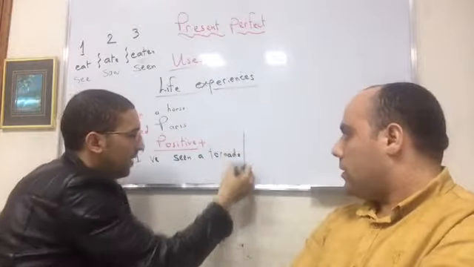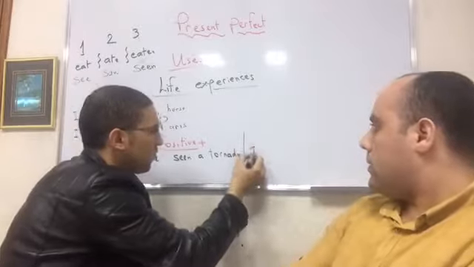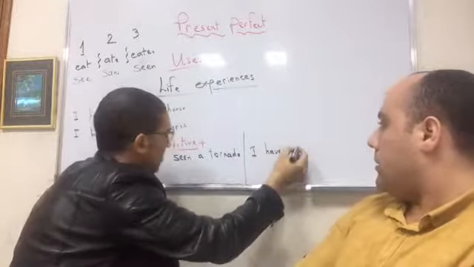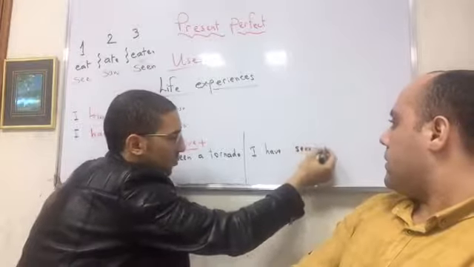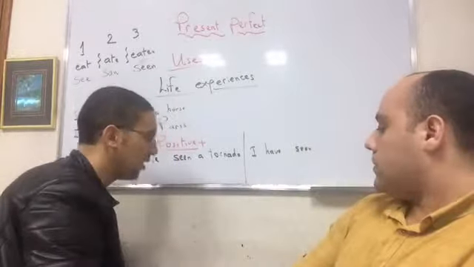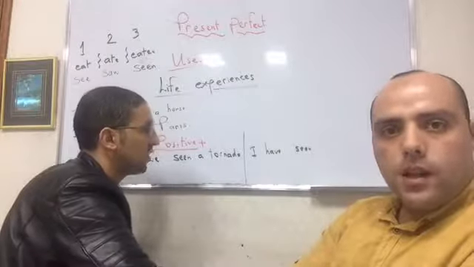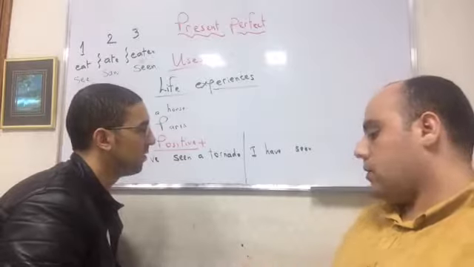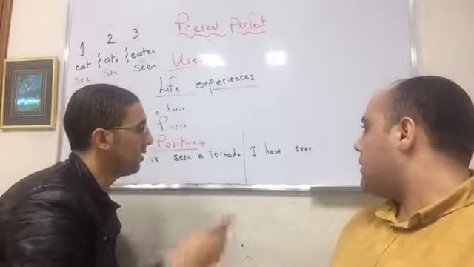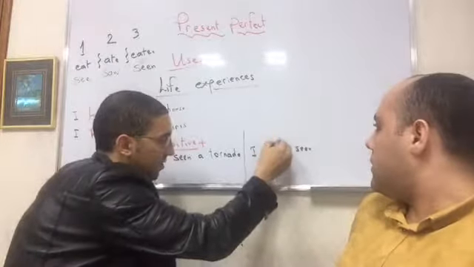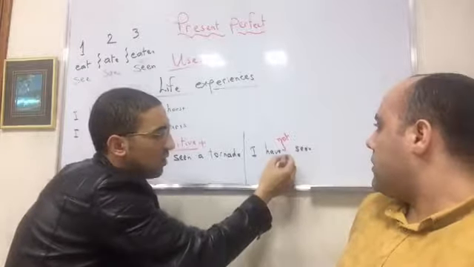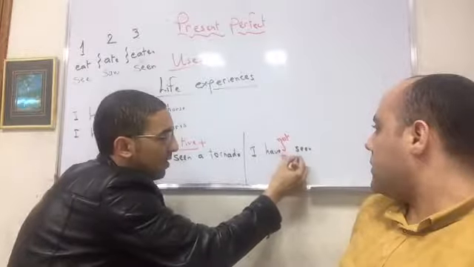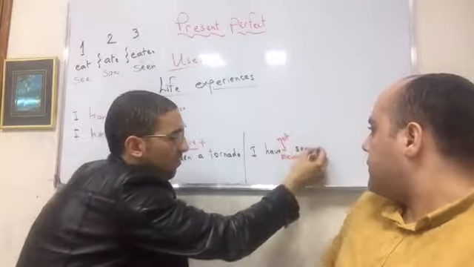The negative, of course, you're going to use either not or never. I haven't seen a tornado before. Or I have never. You say not or never. Example here: I have not seen a tornado. Or you can use I have never. And we mostly use never. I've never seen a tornado before.